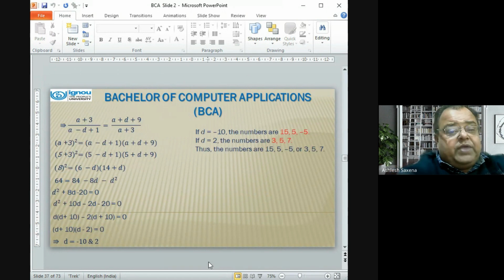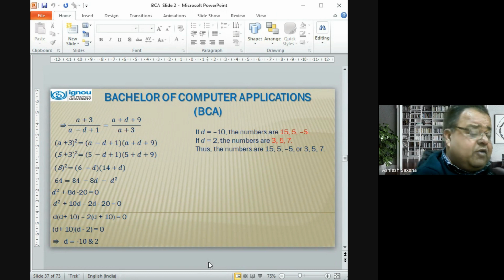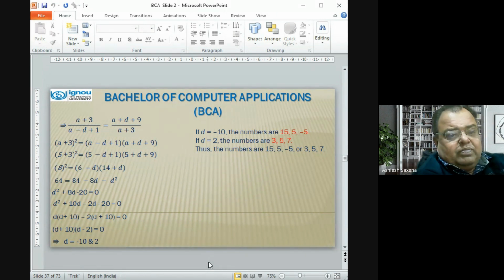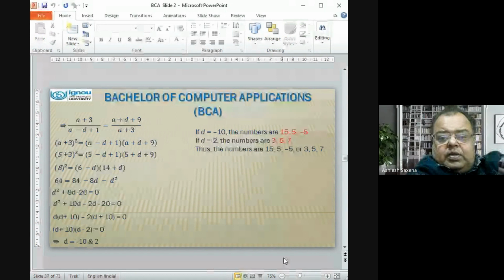You have the value of A. Now you are having the value of D. When you are having the value of D as minus 10, your numbers will be 15, 5 and minus 5. And when you have D as 2, your numbers will be 3, 5, and 7. That means there are two APs for the same condition. Is that clear now?